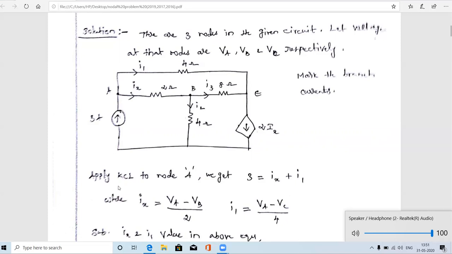So in nodal analysis we have to write KCL. KCL means Kirchhoff's current law. So we have to apply Kirchhoff's current law to each node. First, apply Kirchhoff's current law to node A.